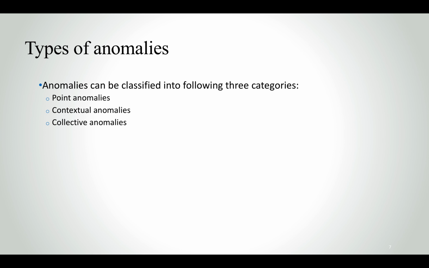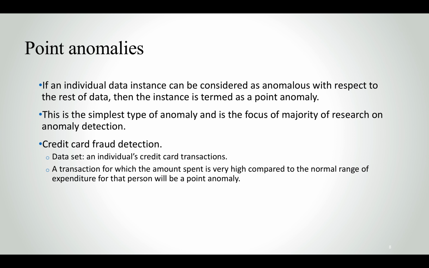There are a few different types of anomalies: point anomalies, contextual anomalies, and collective anomalies. We'll discuss each one in turn. Point anomalies describe a scenario where an instance is anomalous with respect to the rest of the data. This is the simplest type of anomaly, and this is what most people refer to when we're talking about anomaly detection.